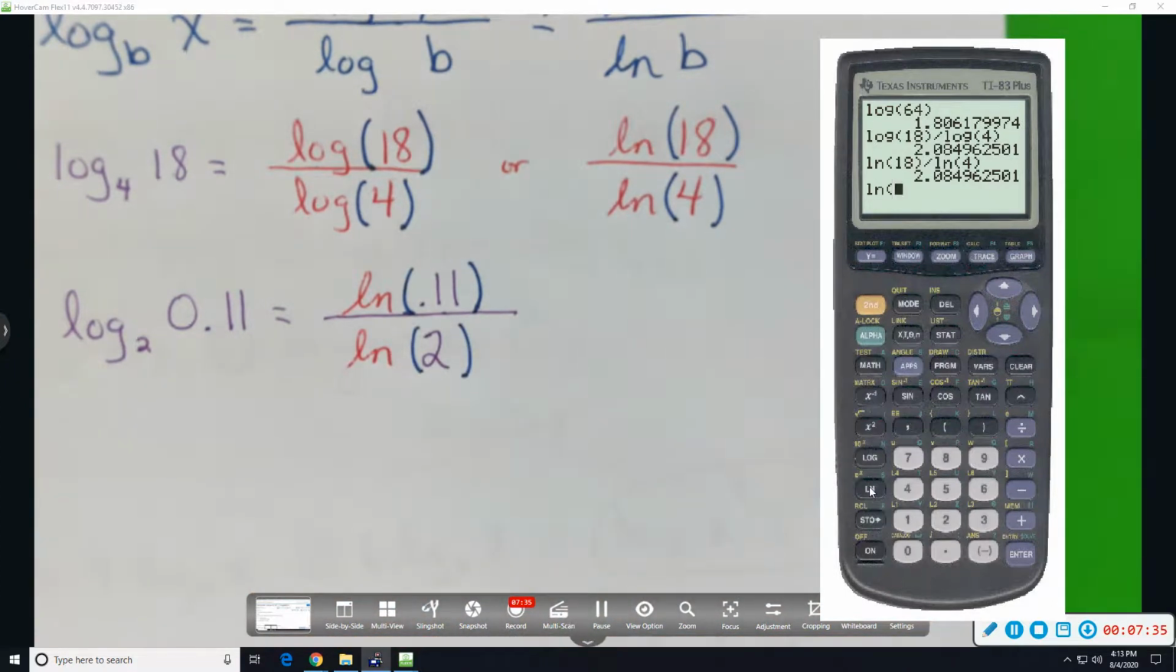Okay. Well, suppose we didn't. Let's just try. Let's see what happens. We have time. Well, first of all, let's punch it in the correct way. LN 0.11, close parenthesis, divided by LN 2, close parentheses.